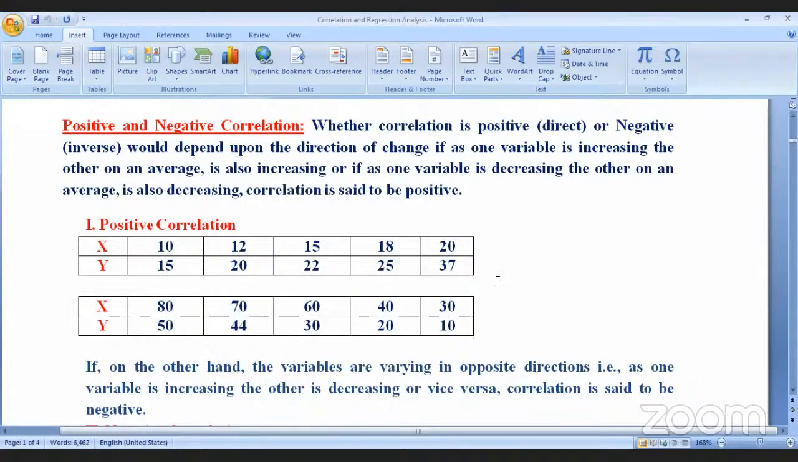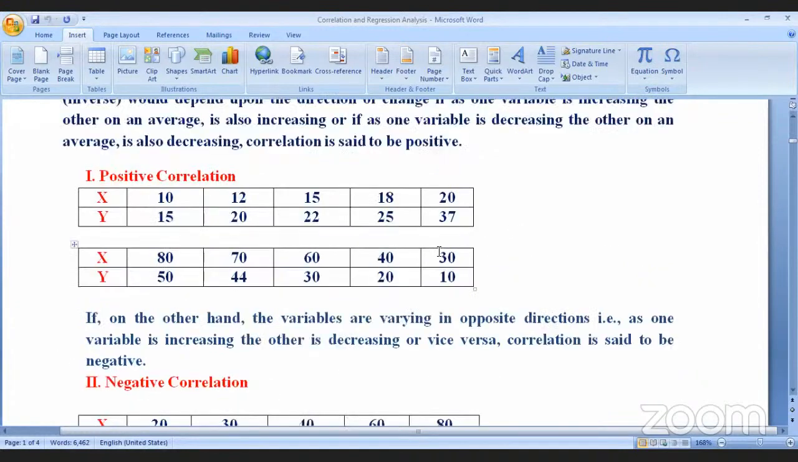Sir, here you carefully observe: the x variable is increasing and the y variable is also increasing. They are showing the positive direction, so correlation is said to be positive. And here the x variables are decreasing and the y variables are also decreasing. So direction is important here. Both variables move in the same direction, positive to the right side and negative to the left side. This type of correlation is said to be positive correlation.